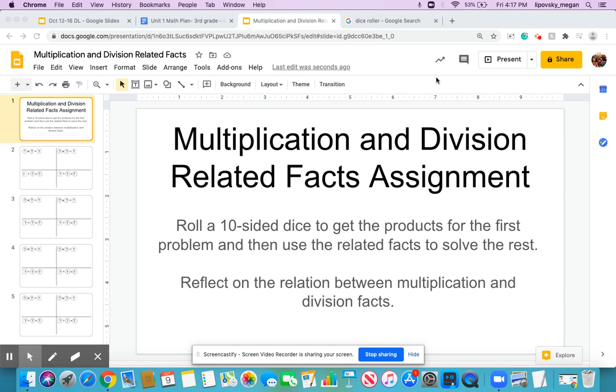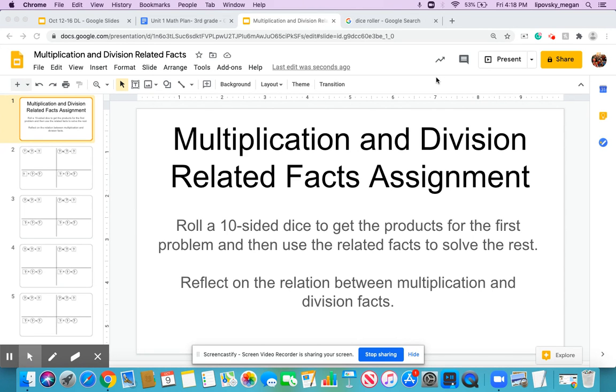Hi friends, today we're going to be doing a multiplication and division related facts assignment. You will need a 10-sided dice to roll to get the products for the first problem, and then you'll be using those two numbers for the rest of the related facts to solve, and then you're going to be reflecting on the relation between multiplication and division facts.